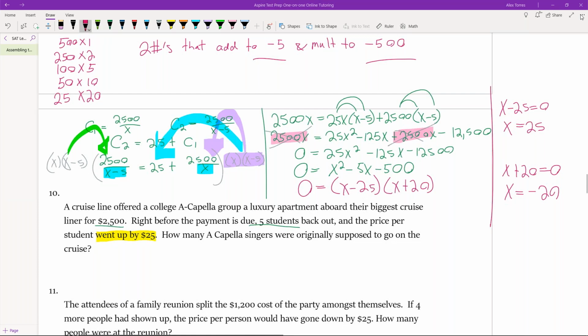Apologies once again for that notification, but basically from this quadratic, you get your two answers, 25 and negative 20. And of course, the negative number doesn't make sense in this situation, so the answer is 25, because you're not going to have a negative number of people.